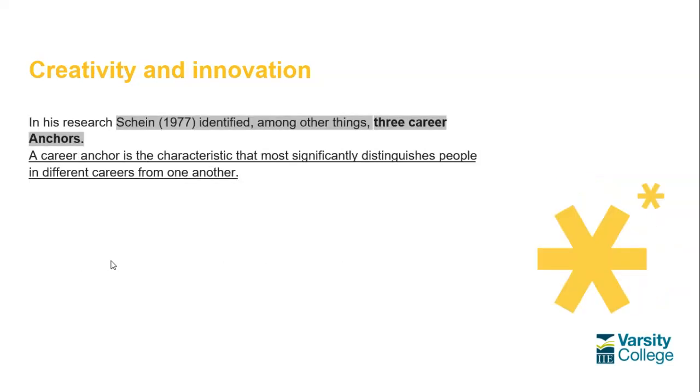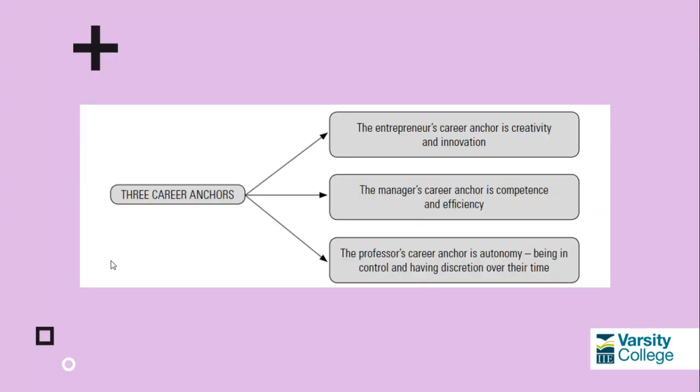Schein in 1977 identified, among other things, three career anchors. And these career anchors, they say, are the characteristics that most significantly distinguish people in different careers from one another. So, in other words, and yeah, this is a bit sad, but anyway, they say that the entrepreneur's career anchor is creativity and innovation. If you're the type of person that always wants to think outside of the box, chances are you're an entrepreneur or entrepreneurial.